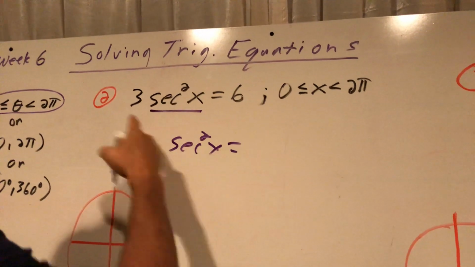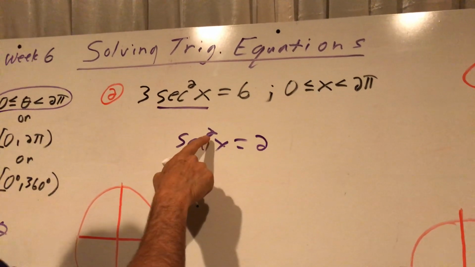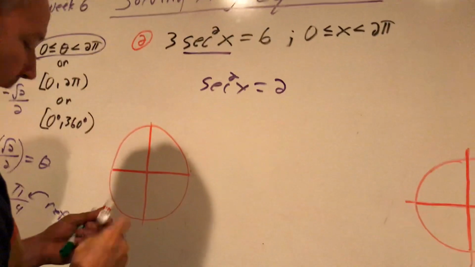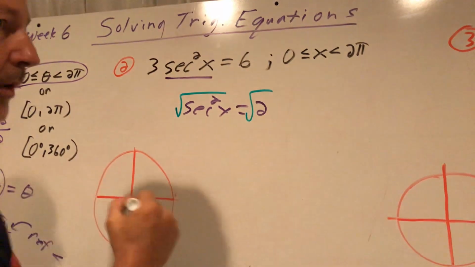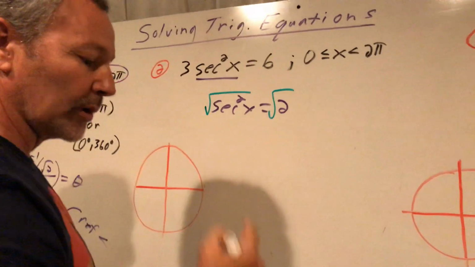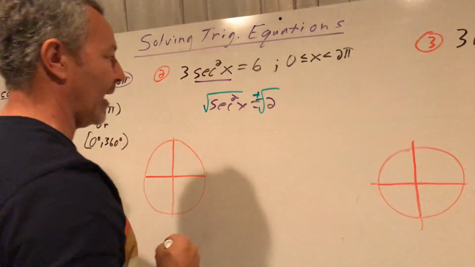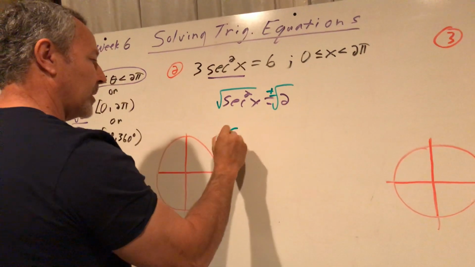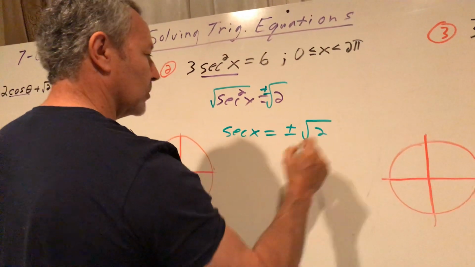Secant squared of x, I'm going to divide by 3. That's going to be 2. Okay, and now it's not alone, it's squared. So to undo the square, I'm going to square root, and if you recall, when you introduce the square root to the problem, you always have to look for the positive or the negative value. Okay, that will get me secant of x equals plus or minus root 2.